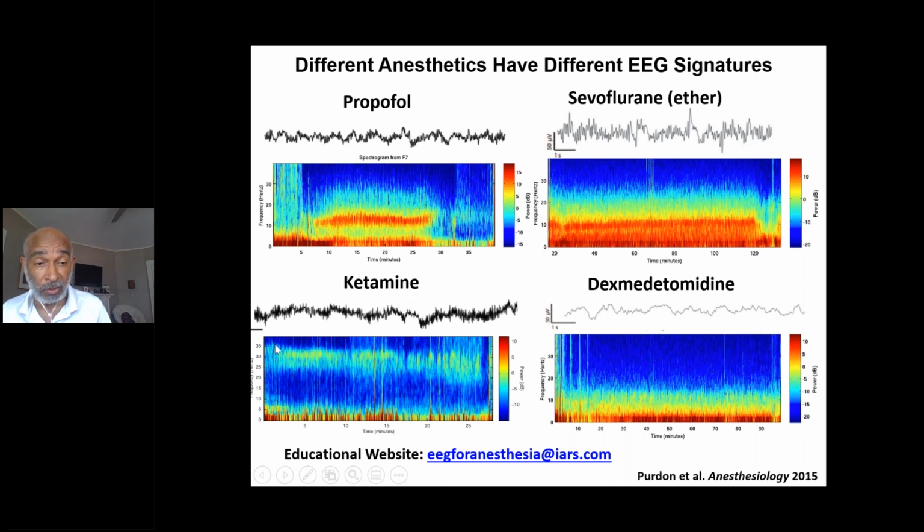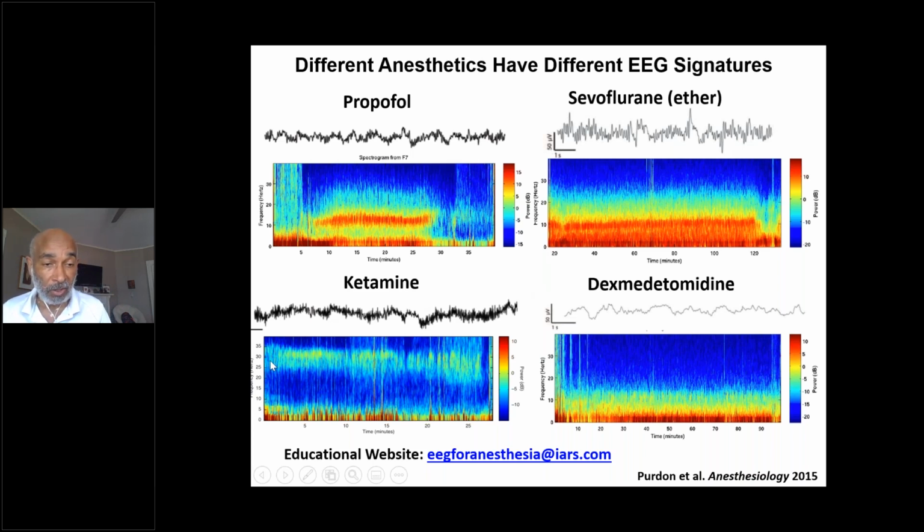And as you see, the signature is quite different. So these guys are very similar because even though this is a gas and this is an IV anesthetic, they work through enhancing GABAergic inhibition. And so they have very similar spectral properties. In addition, this has another oscillation, which is between 4 to 8 hertz here. And that's something we're investigating. We don't quite understand why that's there.